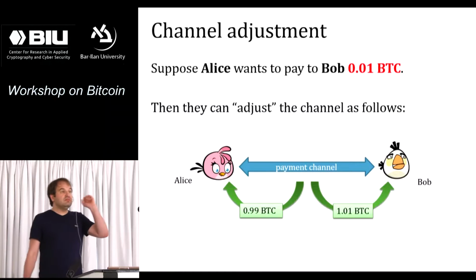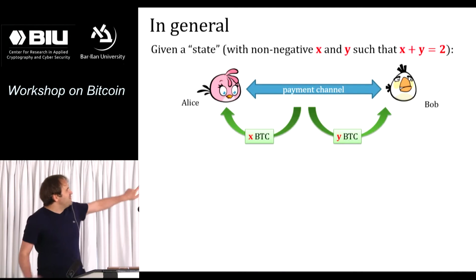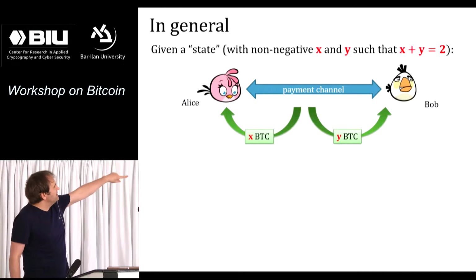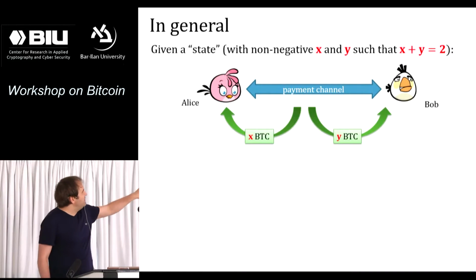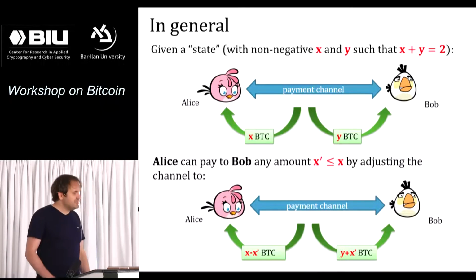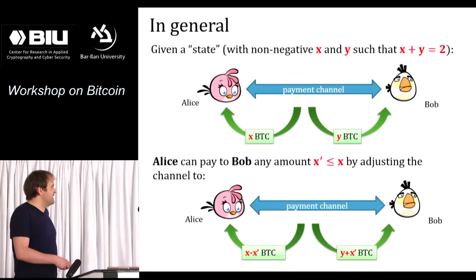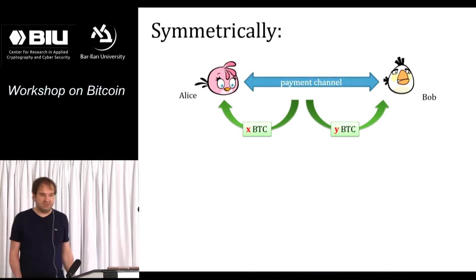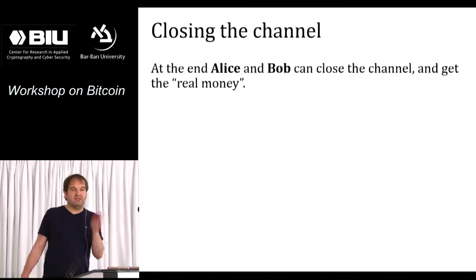Still, the blockchain is not informed about this. It's just an agreement between them. And in general, if you have a state of the channel, by the state of the channel I mean how much money goes to Alice and how much goes to Bob, then you will have x and y, so that x plus y is equal to 2, because that's the whole total value of the channel. I'm forgetting about the transaction fees here. And x goes to Alice and y goes to Bob. Then, for example, if Alice wants to pay some x prime to Bob, then they can agree that now the state of the channel is x minus x prime to Alice, y plus x prime to Bob. And this all should happen outside of the blockchain. And symmetrically, of course, Bob can pay Alice. So it can go back and forth.